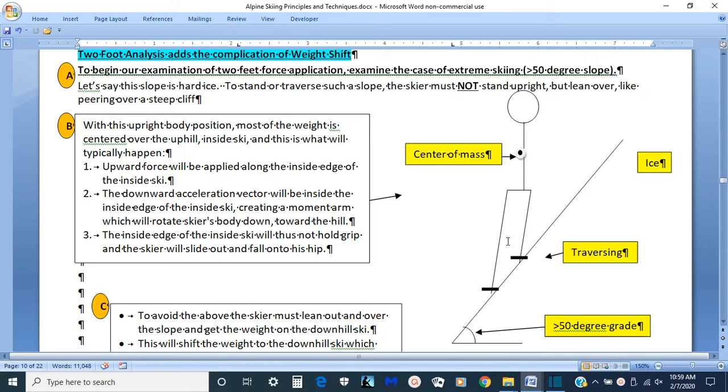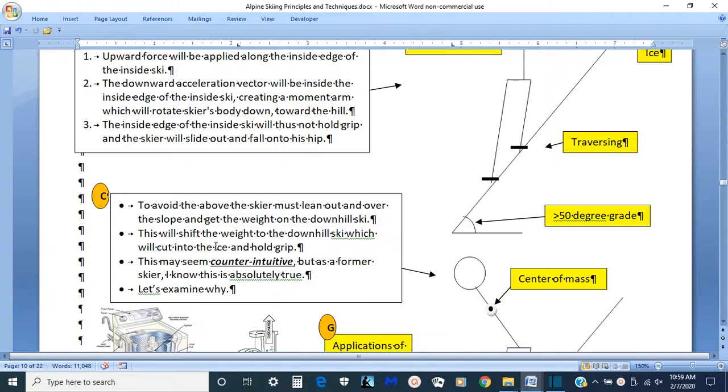You're going to slip out, slide down. Your legs are going to slide out under you. It'll be like you're sliding into second base here. And then once you start going down, if it's that steep, you're probably going to go tumbling head over heels. Now, to avoid this, the skier must lean out and over the slope to get the weight on a downhill ski.